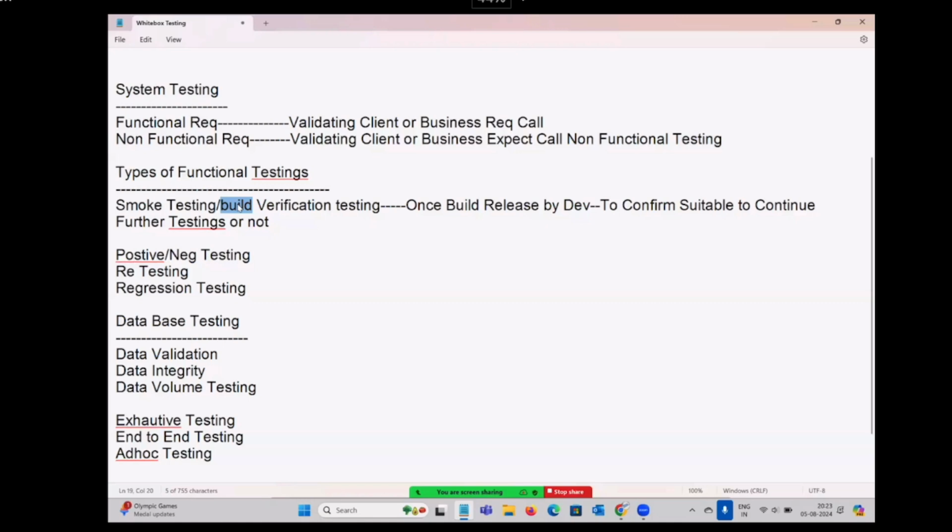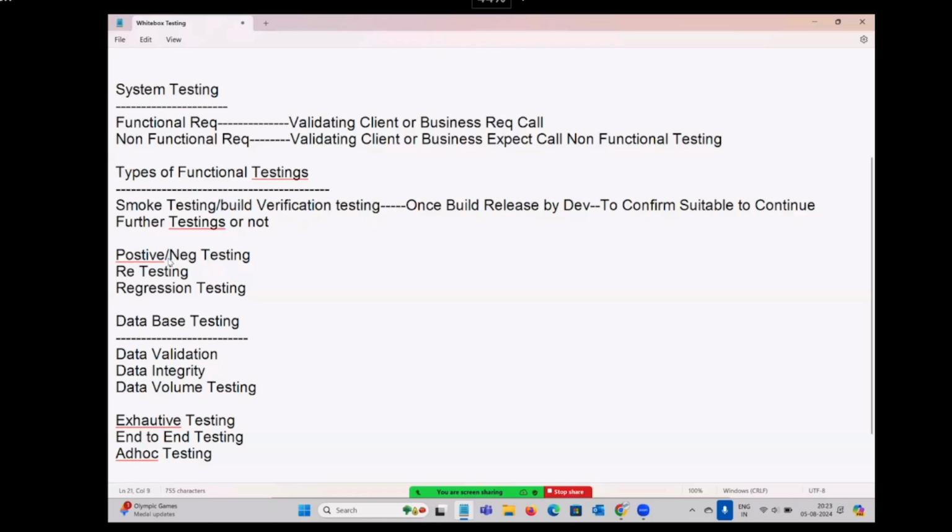So build means it's an under-construction application. Whenever 100% coding and testing are completed, then only we can continue further testings. I hope you understood up to here.